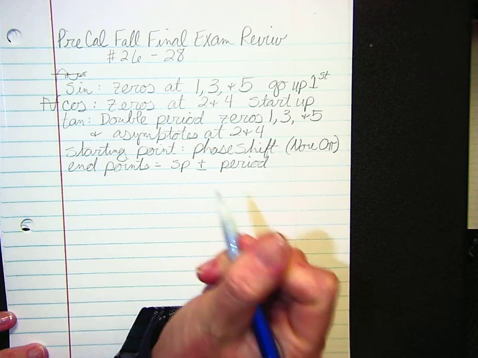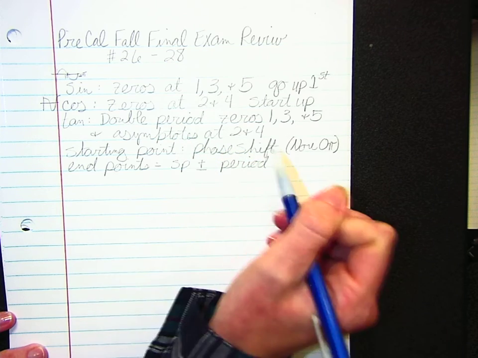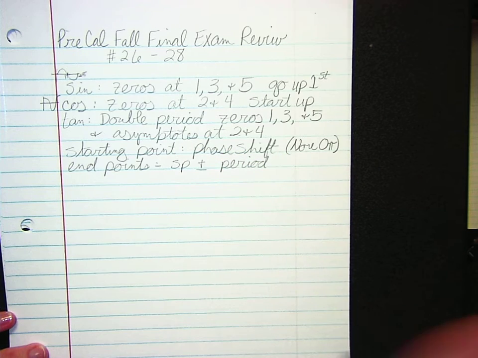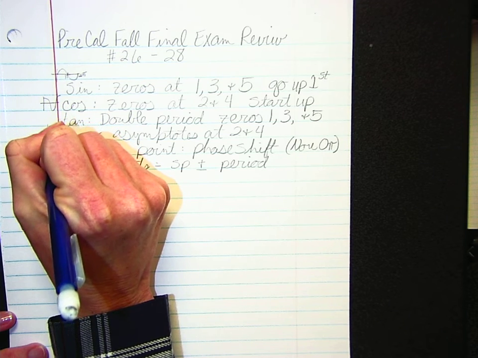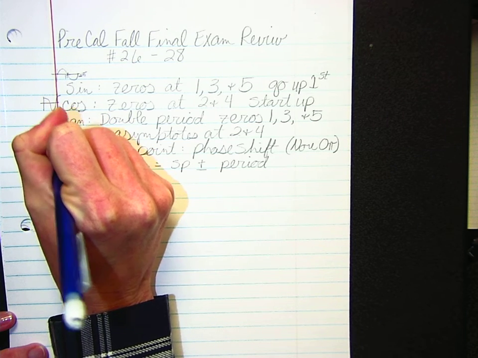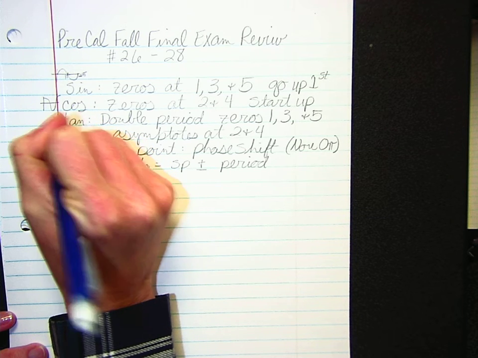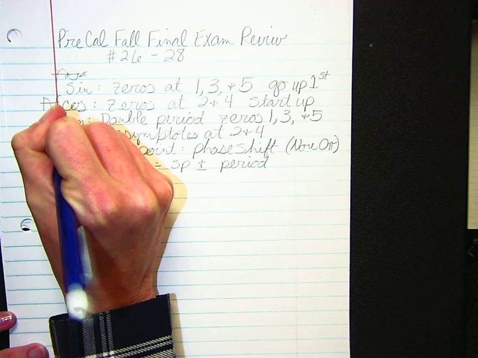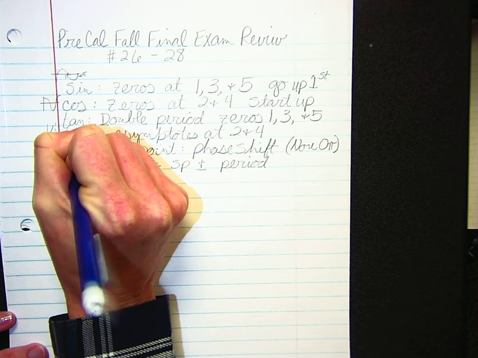And then with tangent, remember when you graph tangent, you want to start by doubling the period and then put zeros at 1, 3, and 5 and asymptotes at 2 and 4. So tangent kind of looks like this. We'll have an asymptote at 2 and 4, and then we start by going up, and then we go down and up and down again.